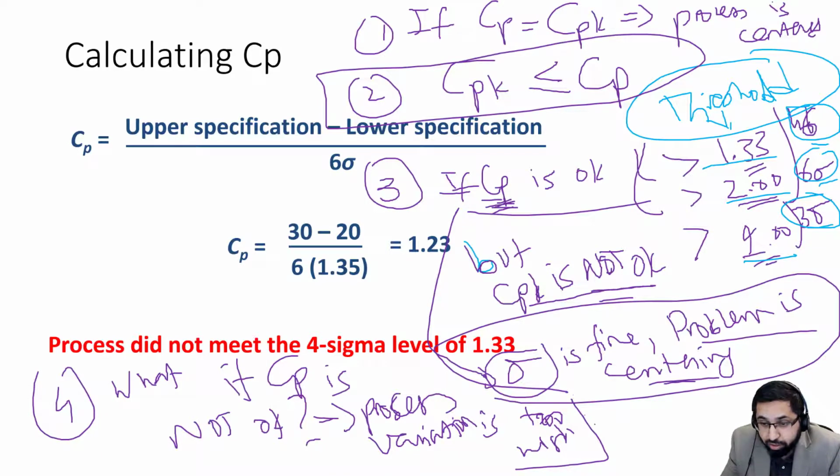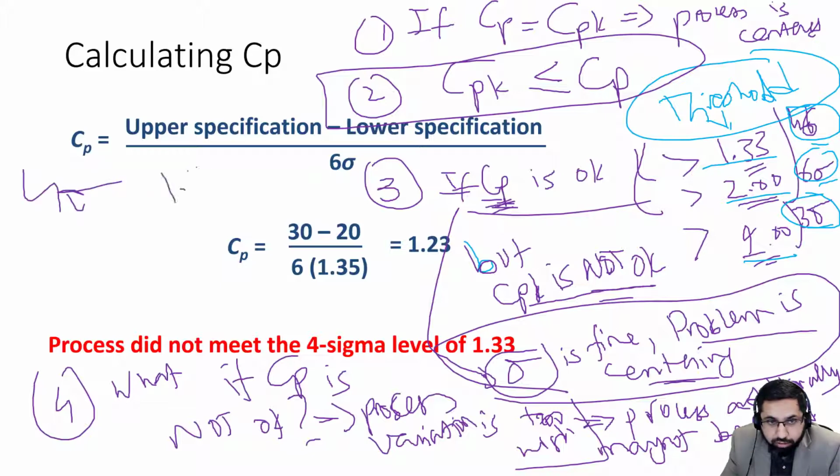The process may also be away from the center. So additionally, the process may not be centered. And how would we know that? Whether CPK is less than CP or not. So let's say we're comparing to the 4 sigma level. So our threshold is 1.33. Okay. Our CP in this case came out to 1.23 and CPK came out to 0.94.